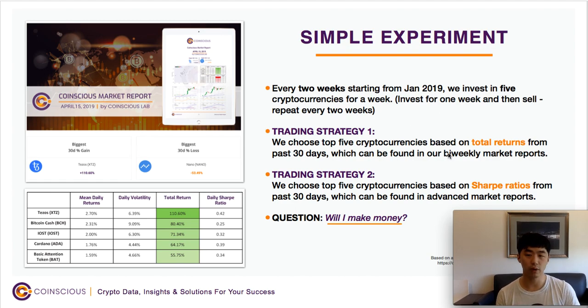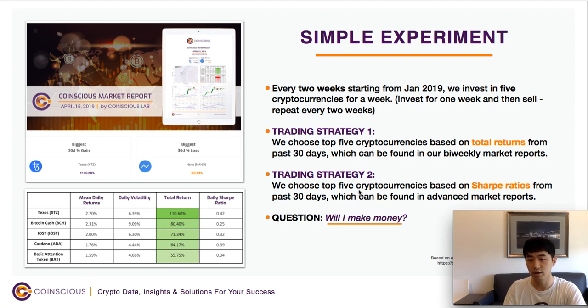But the way we're going to choose these 5 coins is, first strategy, to choose those coins based on total returns from the past 30 days, which are found in our biweekly market reports. For example, the April 15th market report contains these top 5 coins sorted by total return, which contains Tezos, Bitcoin Cash, and so on.